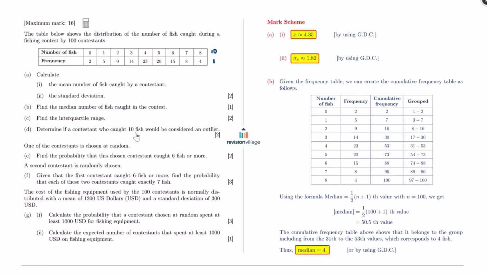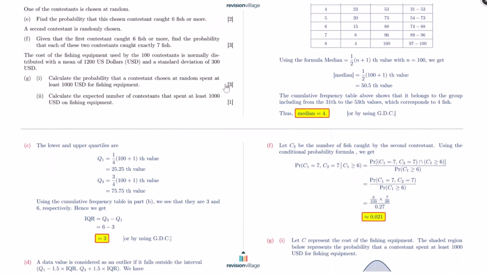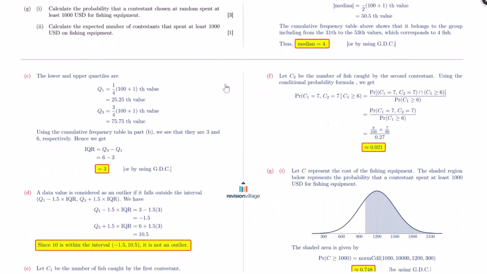Determine if a contestant who caught 10 fish would be considered an outlier. Now, this new contestant kind of does look like they are an outlier because it's quite a lot. This data point here is quite high in comparison to all the other ones. We found in part A that the mean was 4.35 and quite a low standard deviation, in terms of the contestants being clustered around the mean. But we do now have a formal definition of what an outlier is. So let's have a look at this definition, and then we can determine whether a contestant who caught 10 fish would be considered an outlier.